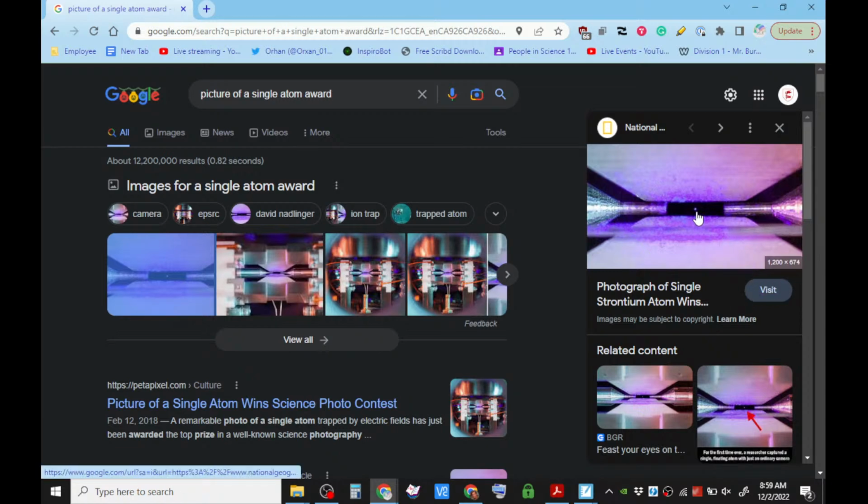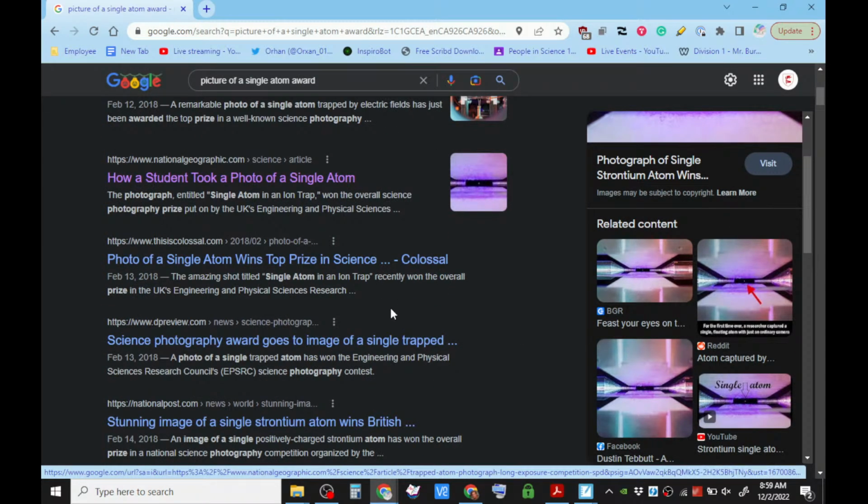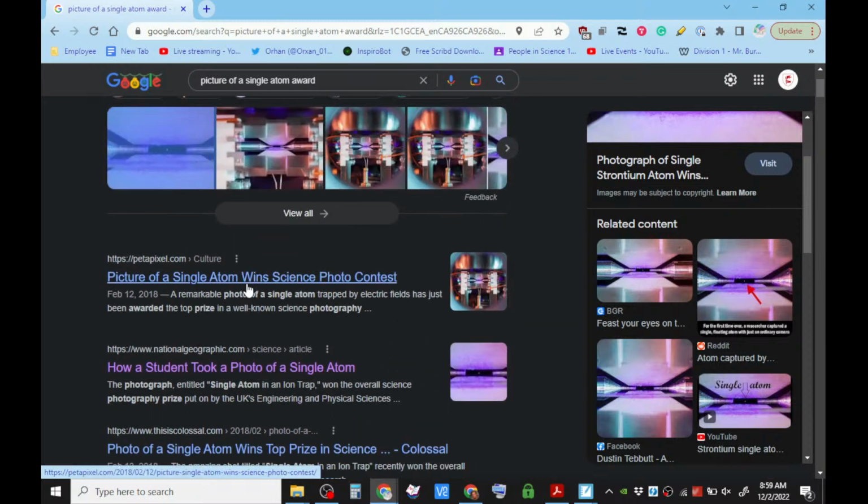But that little dot right there, that's the atom. And that's about 2 millimeters apart. And so he fluoresced it and left the camera there to expose it long enough that it gathered enough light. What atom is that? Strontium. Strontium. See if I can get petapixel.